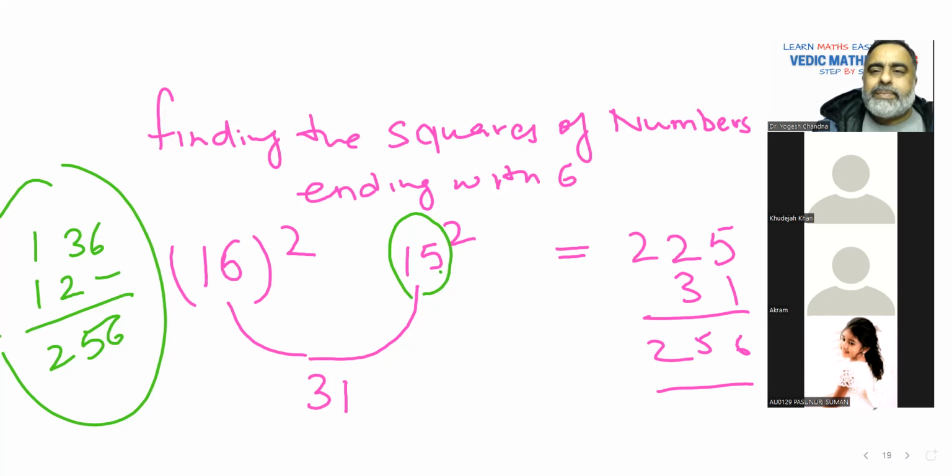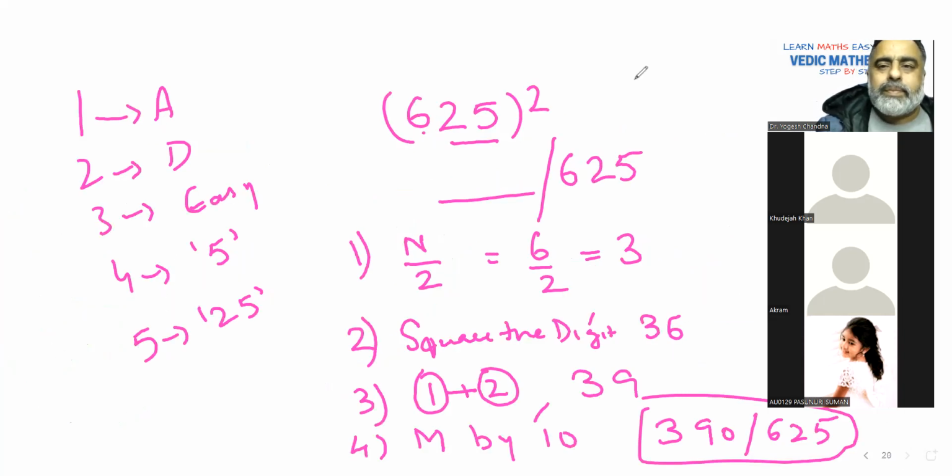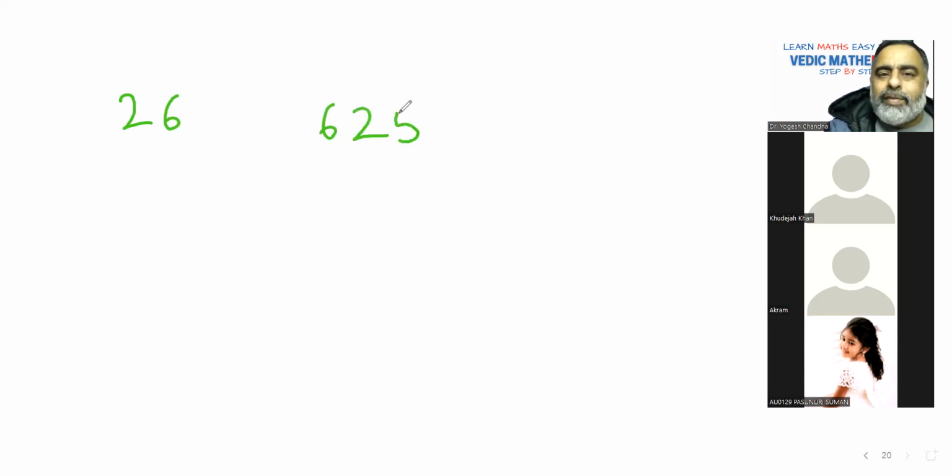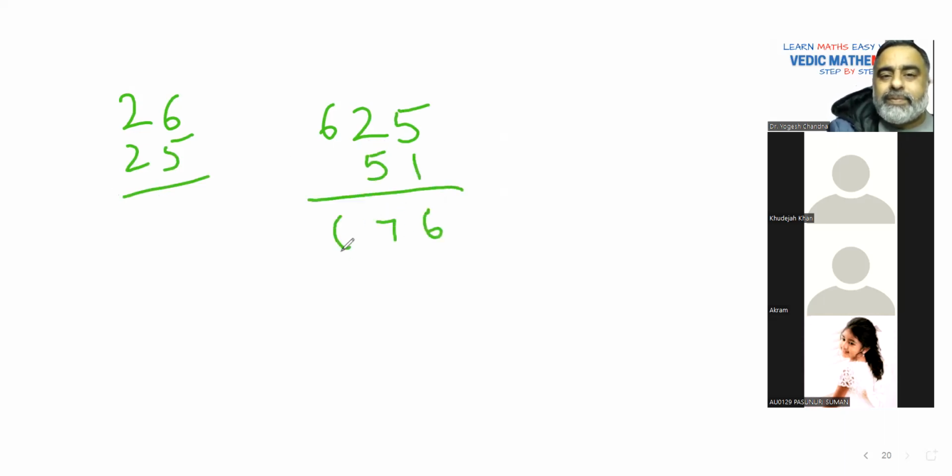Another example. 26 squared. So what is 25 squared? 625. And 25 doubled is 50. 51 I should add. So 676. So now you can do it mentally.